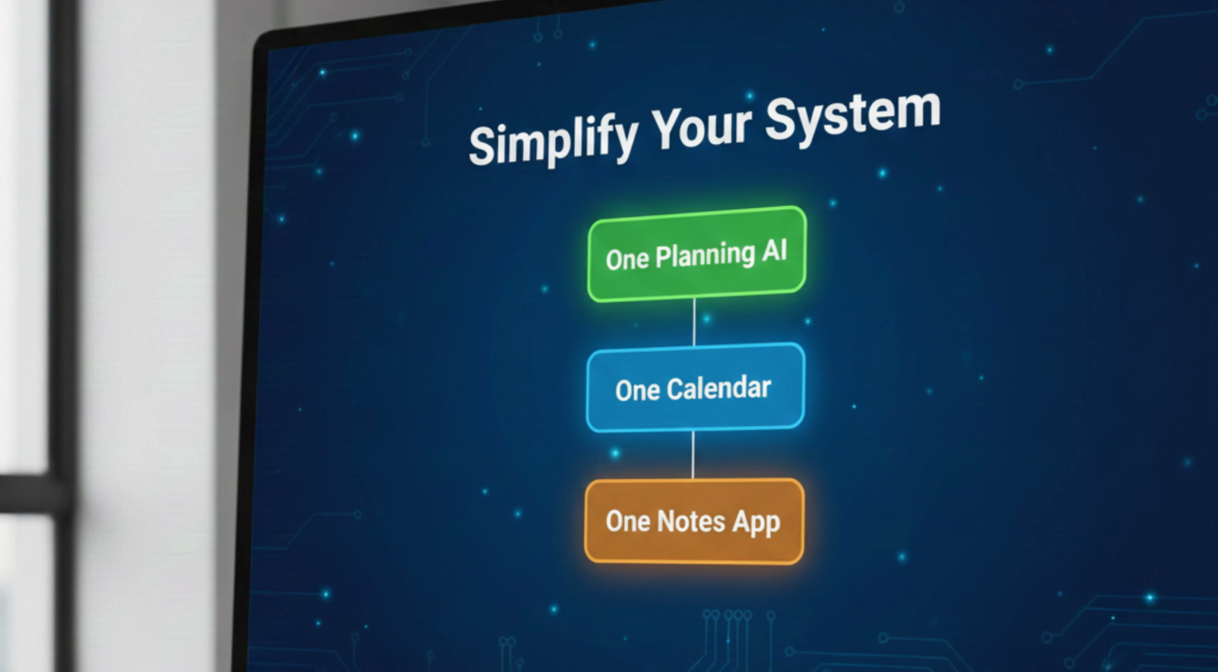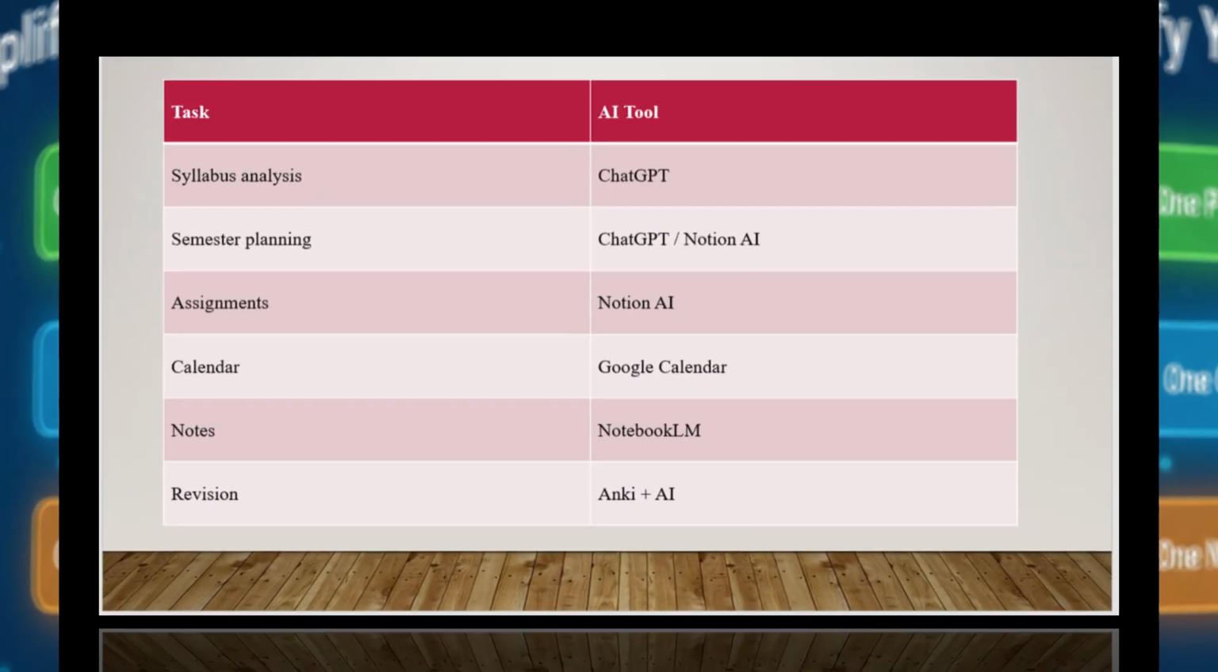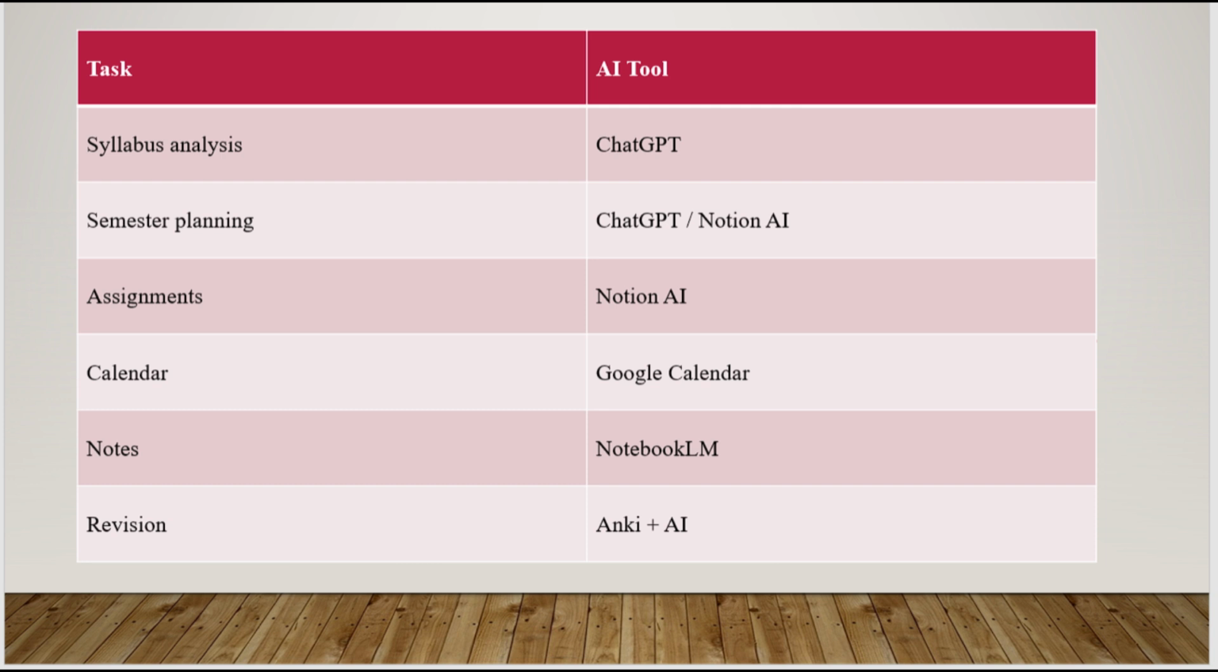I am giving you here the quick tool summary. If you want to analyze the syllabus, then use ChatGPT. For semester planning, you can again use ChatGPT, or else you can use Notion AI. For assignments, you can use Notion AI. For calendar, simply use Google Calendar. For notes, you can use NotebookLM. And for revision, you can use Anki plus AI.